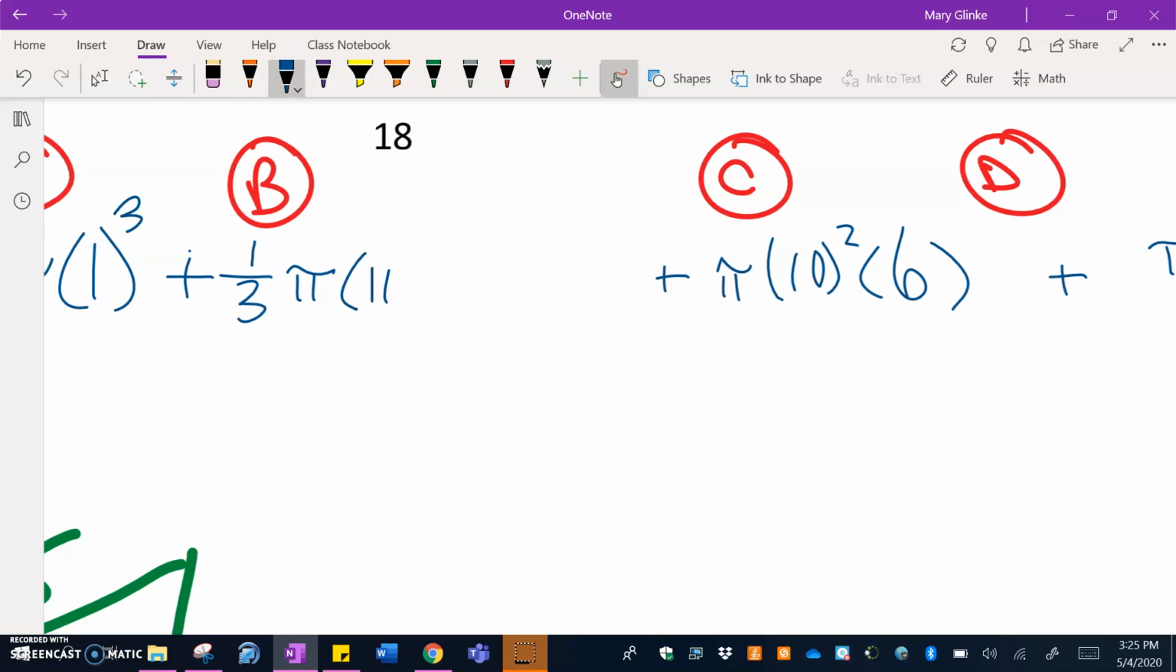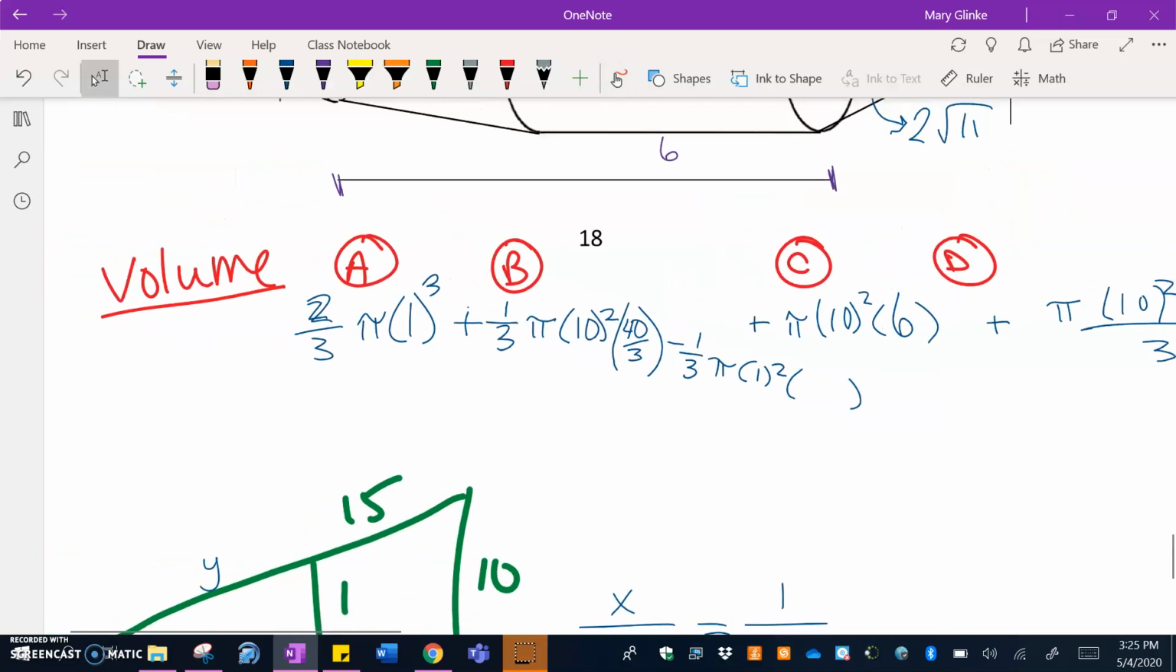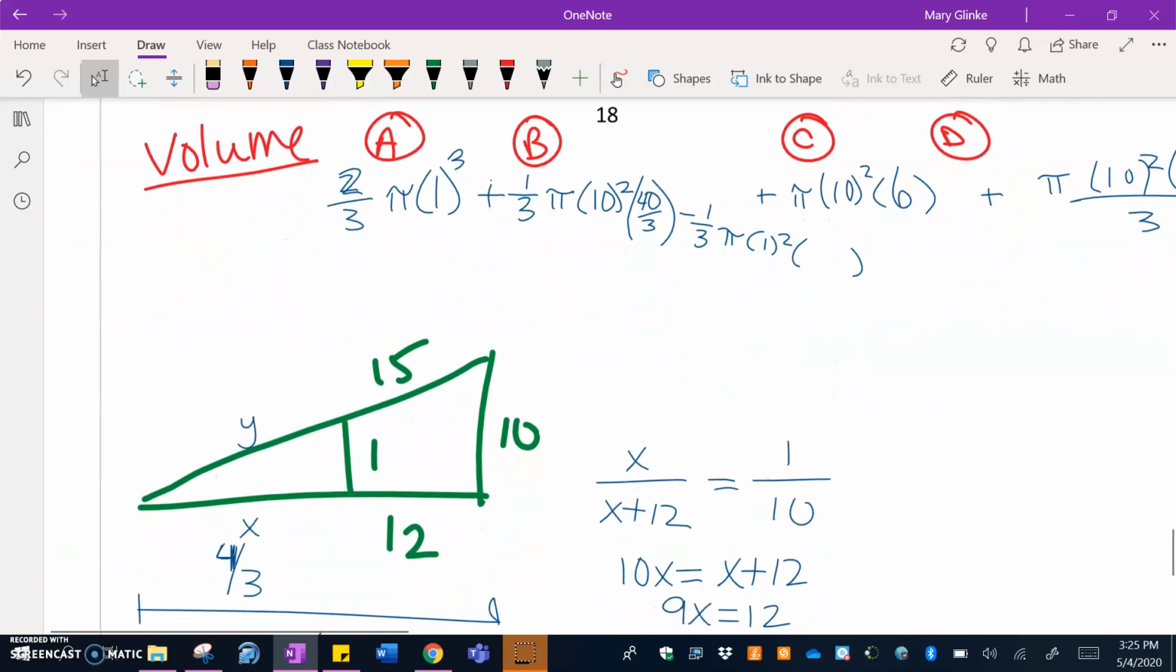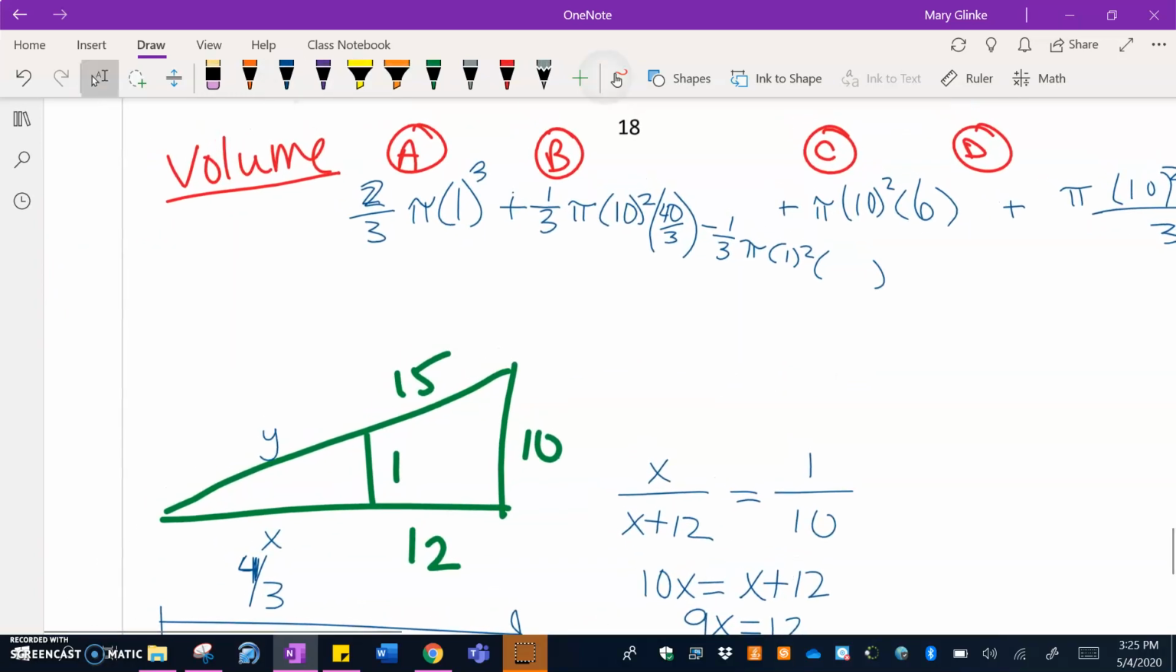So 1/3 pi r squared times the height of the larger cone, which we just got to be 40/3. And we're going to subtract away the smaller cone, which is going to be 1/3 pi r squared times the height of the smaller cone. So if I zoom out just a little bit, I'll be able to see that the height of that smaller cone we found to be 4/3.